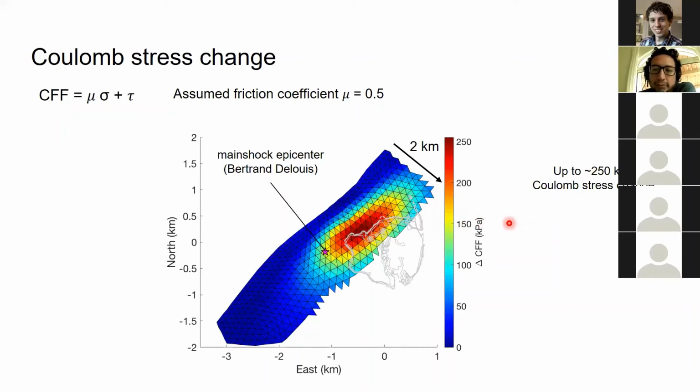a Coulomb stress change on the order of 0.1 megapascal, which is 100 kilopascal, would be able to trigger earthquakes. So here, the value we obtain is almost twice the value there. So it's considered a significant amount of stress change. And moving to the next slide.